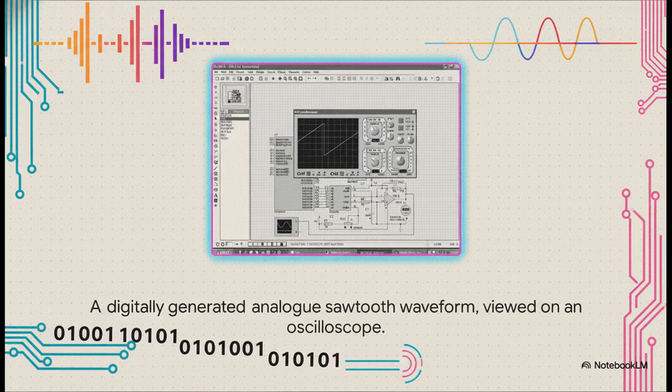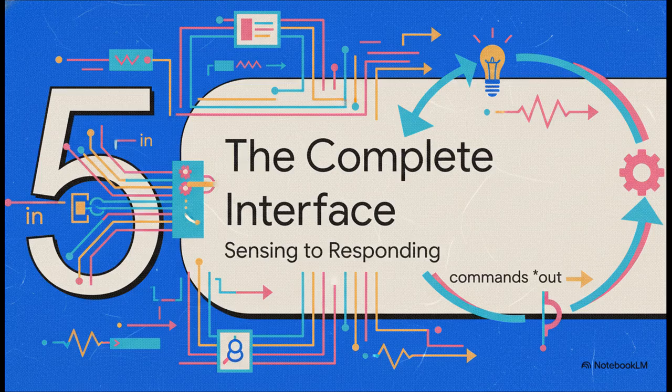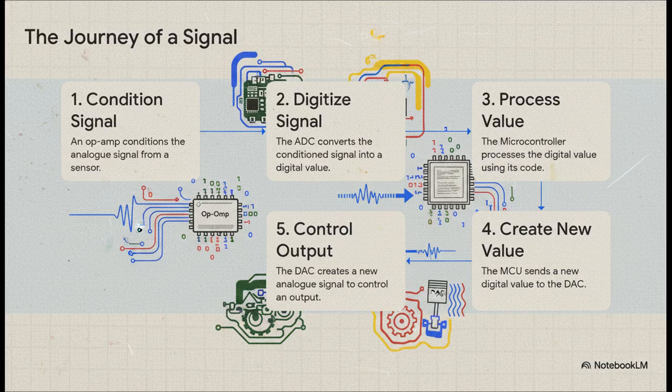Okay, now we can finally put all the pieces together. We've seen how to get information into the microcontroller from the analog world, and we've seen how to send commands back out. This creates a complete feedback loop, and that's what allows a microcontroller to intelligently interact with its environment. So let's trace that signal journey one last time. Some physical event happens, a temperature changes, a button is pressed, a sensor creates a raw analog signal. An op-amp cleans it up and scales it. The ADC digitizes it. The microcontroller's code analyzes that number and makes a decision.